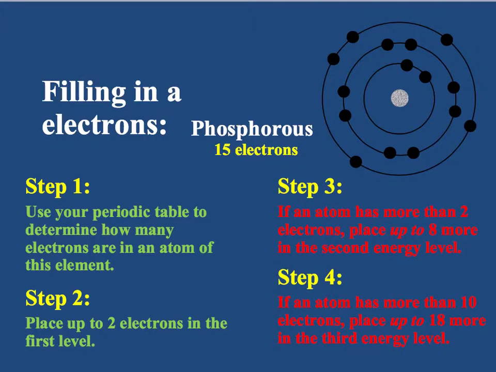So here's an example for filling in electrons. We are looking at the element phosphorus, which on the periodic table is P. Phosphorus has an atomic number of 15, which means that it will also have 15 electrons. So we need to figure out how many energy levels phosphorus is going to have around its nucleus. Step one is figure out how many electrons will be in the atom, and you get that from the atomic number.